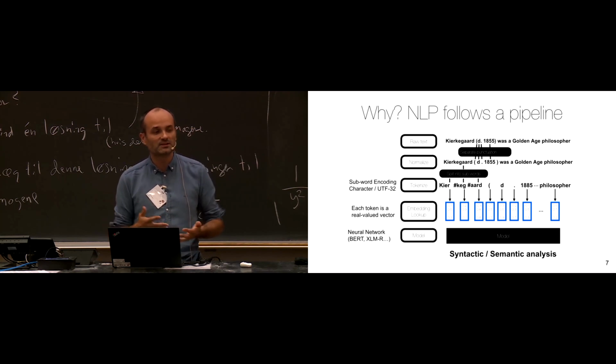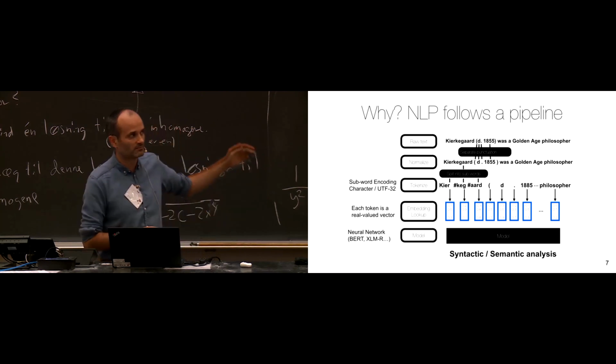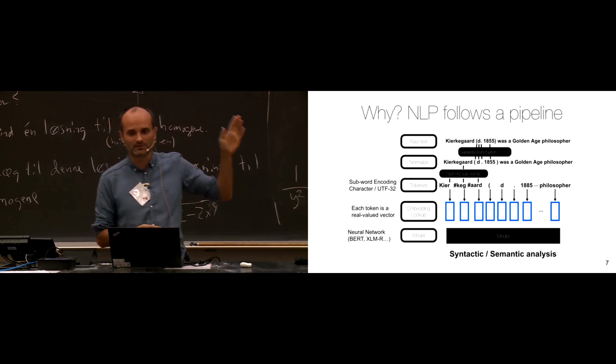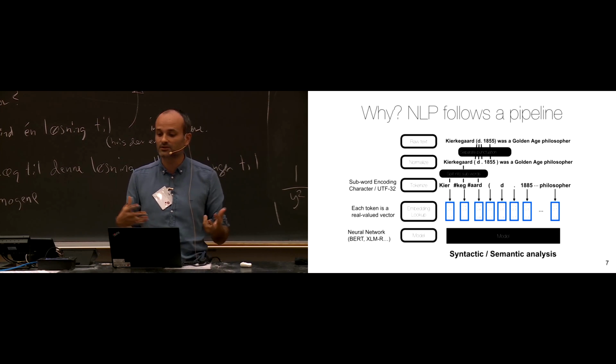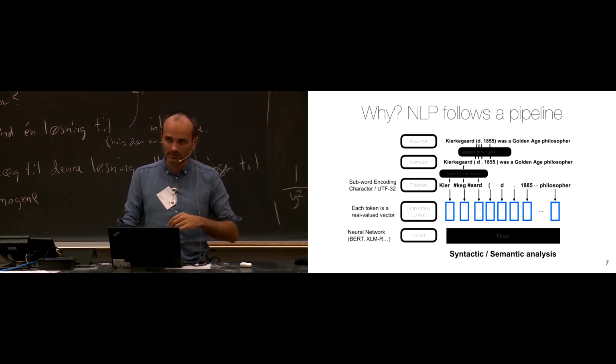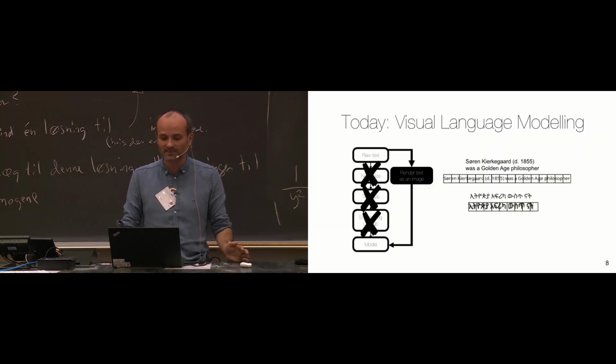These are then associated with real value vectors, which are much longer than these trivial examples I'm showing here. And this is the input to a neural network like BERT or GPT or Llama, upon which we perform syntactic or semantic analysis. What I'm going to talk to you about today is an approach that we call visual language modeling, where we've been taking this traditional pipeline and throwing everything away, and instead replacing it with one simple step, which is to render text as images.